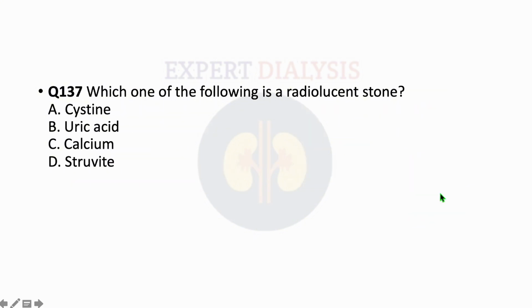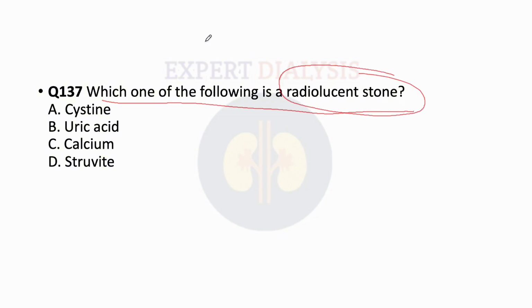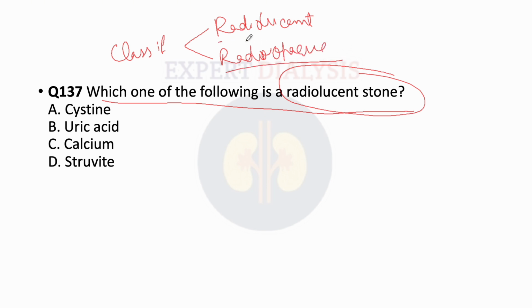Moving to the next question, again it is from the stone part, and here they are asking which one of the following is a radiolucent stone. Stones are mainly classified into two types: radiolucent, and radio opaque. Option A is cystine, B is uric acid, option C is calcium, and option D is struvite. Here the answer will be uric acid.